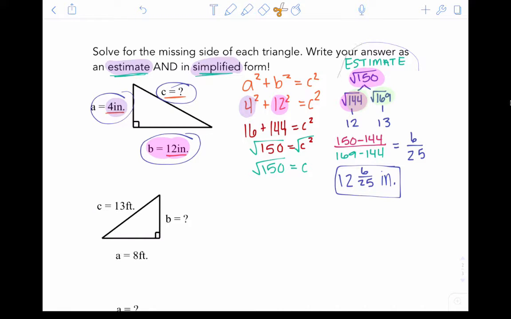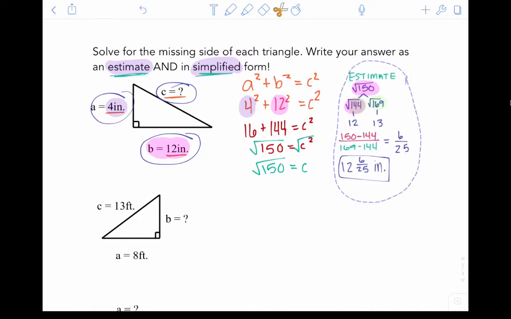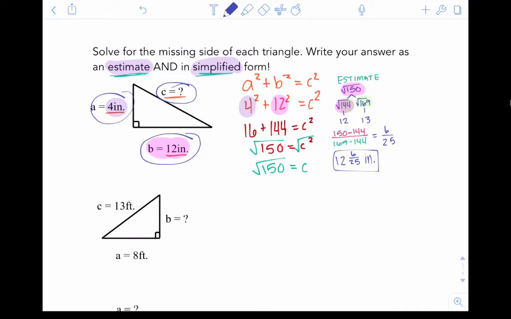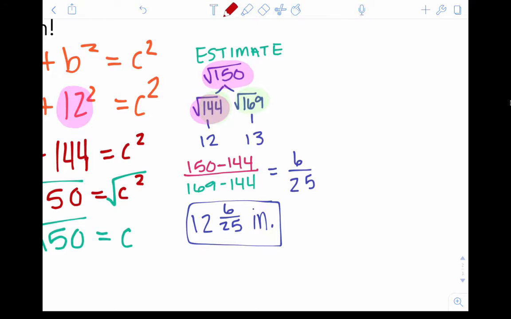I'm going to make this a little bit smaller because we also have to simplify this problem. So I'm going to zoom in over here. Now we're going to simplify. So this is where we're going to have a square root in our answer still, but we are going to have smaller numbers that we're looking at.